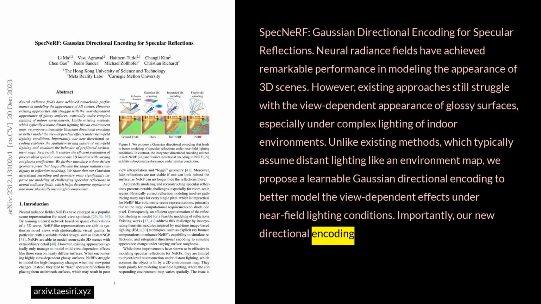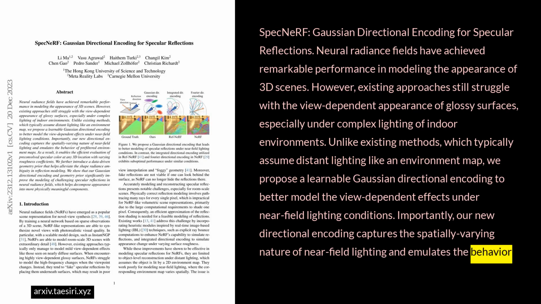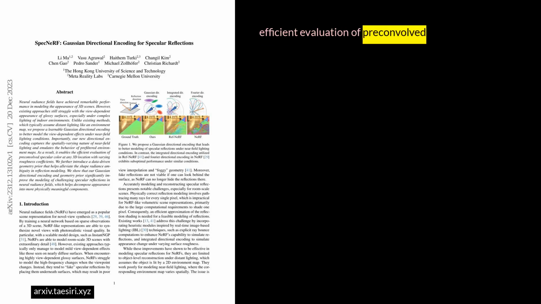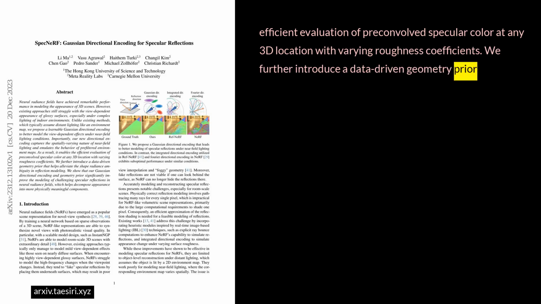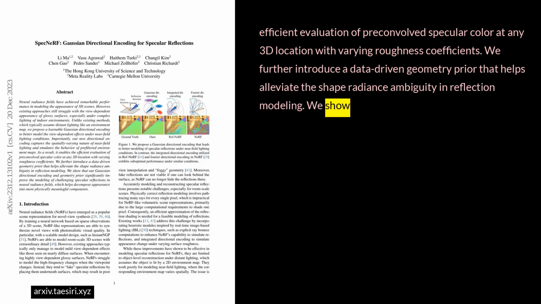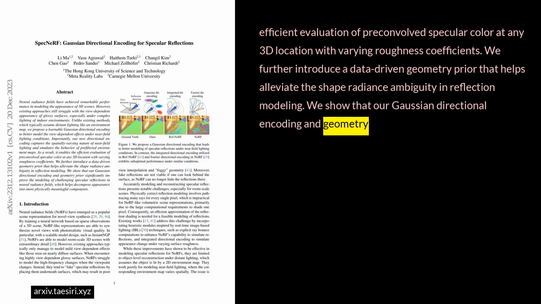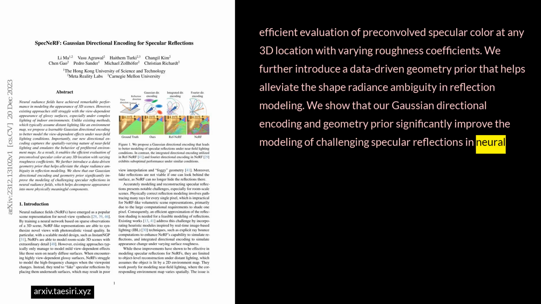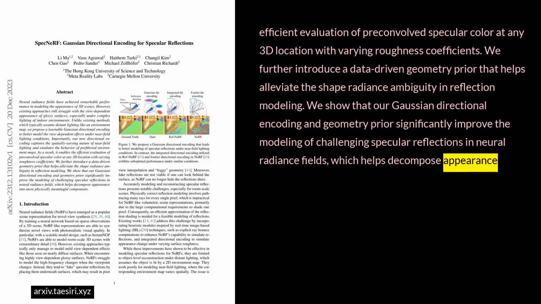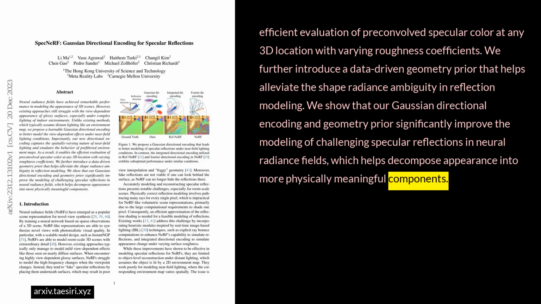Importantly, our new directional encoding captures the spatially varying nature of near-field lighting and emulates the behavior of pre-filtered environment maps. As a result, it enables the efficient evaluation of pre-convolved specular color at any 3D location, with varying roughness coefficients. We further introduce a data-driven geometry prior that helps alleviate the shape-radiance ambiguity in reflection modeling. We show that our Gaussian directional encoding and geometry prior significantly improve the modeling of challenging specular reflections in neural radiance fields, which helps decompose appearance into more physically meaningful components.